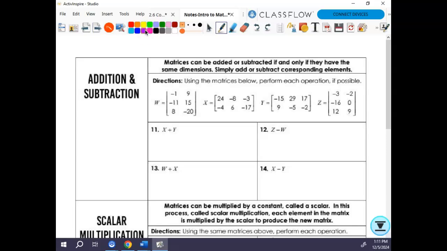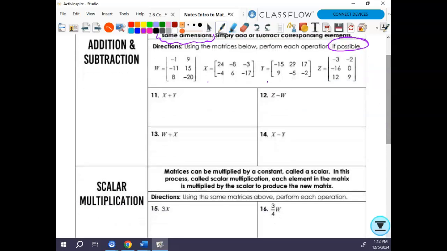So matrices can be added or subtracted if and only if, that means only in this situation, they have the same dimensions. Okay? So when we do that, we just simply add or subtract the corresponding elements. So it says, using the matrices below, perform each operation if possible. If possible. Right? So this tells me I want to add X plus Y. Do X and Y have the same dimensions? Yes, they do. Then that means I can do it. So I'm going to just make my little matrix here.